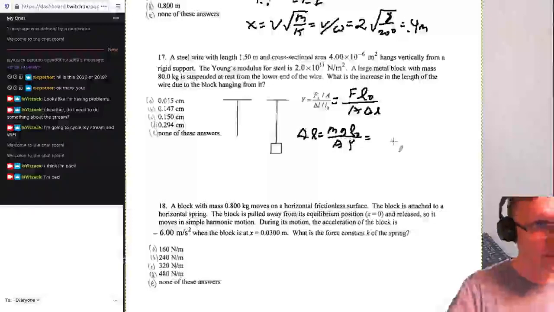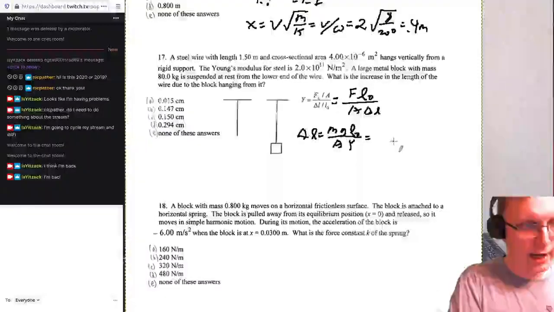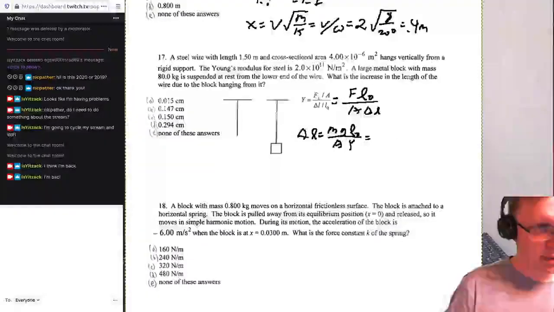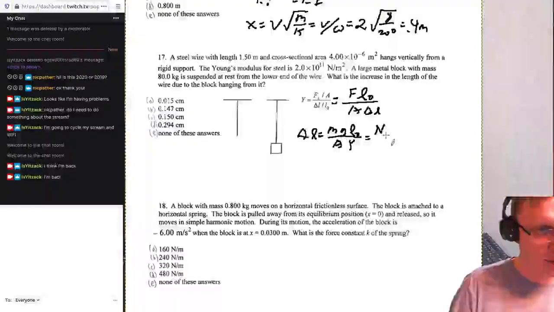Punching the numbers in. And actually, before we get to the numbers, let's look at the units on this thing. Make sure the units make sense. So we have a newton for the mg. We have a length for the L naught. Length is in meters, divided by area, meters squared. And the Young's modulus is provided to us in newtons per meter squared. Meter squared cancels meter squared. Newtons cancel newtons. And it comes out in meters. Yay. All right. Now I'll put the numbers in here.